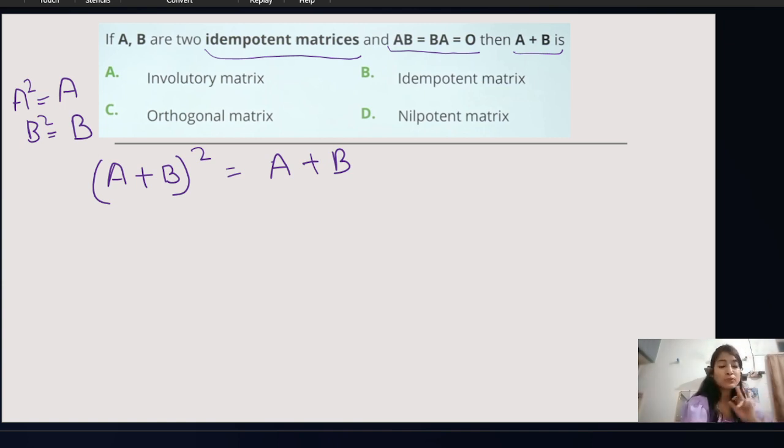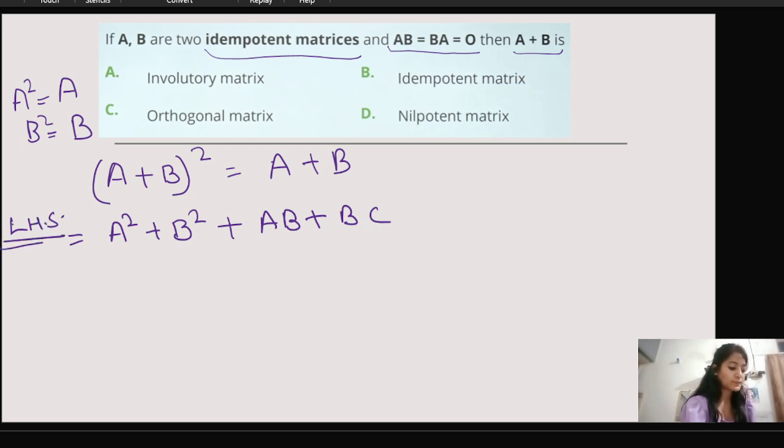Just remember one thing, don't use the formula A square plus B square plus 2AB. Don't use that formula because AB is not equal to BA here, right? So from here we get A square plus B square plus AB plus BA. This is the square of this matrix. I am taking the left hand side. Okay. So from here, this AB and BA.